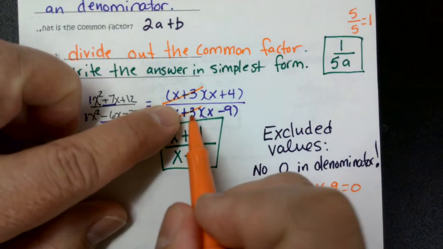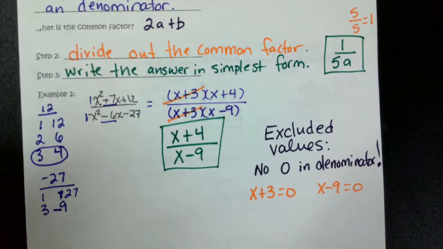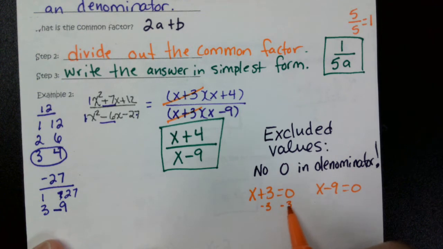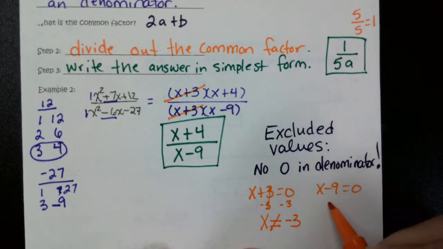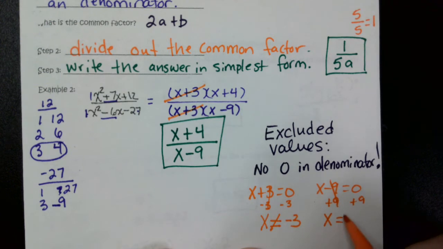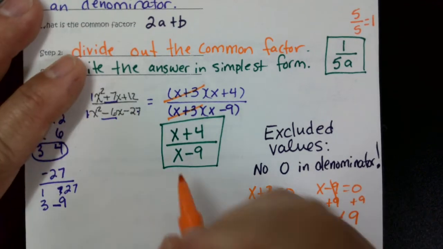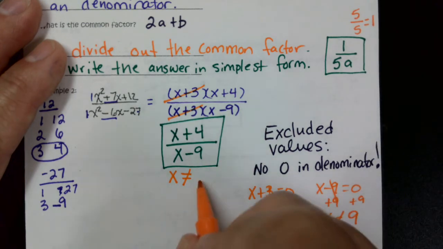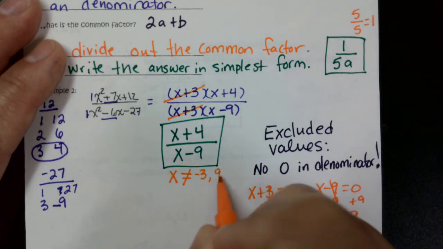Because if this is 0, 0 times this stuff makes the whole thing 0, and vice versa. So subtracting the 3 gives us x cannot be negative 3, and adding the 9 gives us x cannot be a positive 9. So our excluded values for this function or expression are negative 3 and 9.